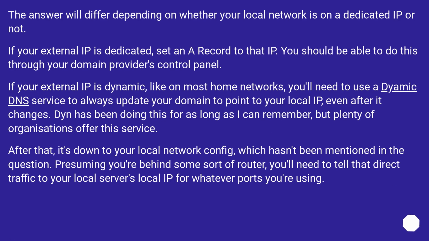The answer will differ depending on whether your local network is on a dedicated IP or not. If your external IP is dedicated, set an A record to that IP. You should be able to do this through your domain provider's control panel. If your external IP is dynamic, like on most home networks, you'll need to use a dynamic DNS service to always update your domain to point to your local IP, even after it changes. Dyn has been doing this for as long as I can remember, but plenty of organizations offer this service.